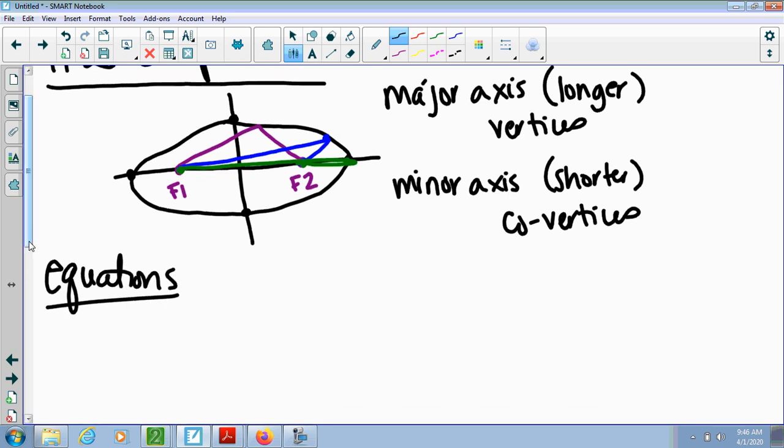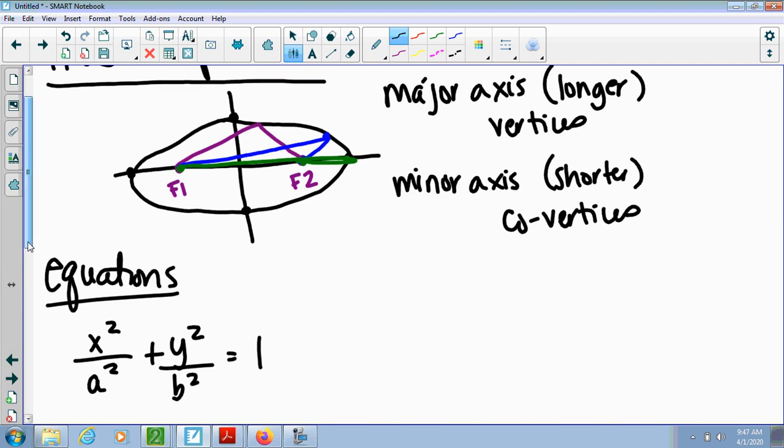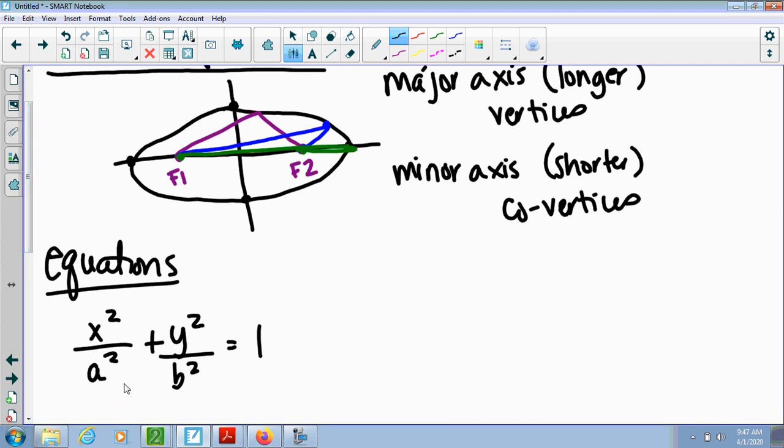Okay? So it's very similar to the equation of a circle, which is x squared plus y squared equals r squared, because this is like a variation of a circle, but it goes like this. X squared over a squared plus y squared over b squared is equal to 1. Okay? And this would be for a horizontal ellipse rather than a vertical ellipse, because the A is normally from your major axis.